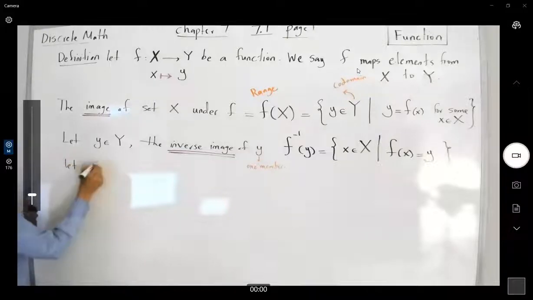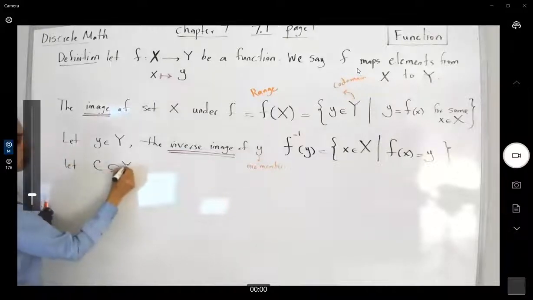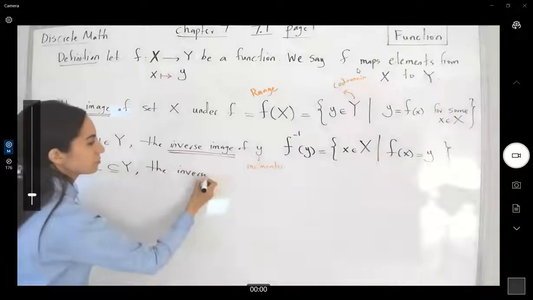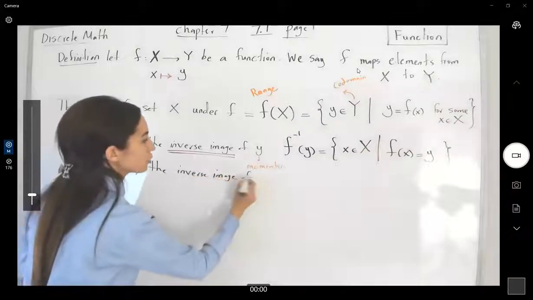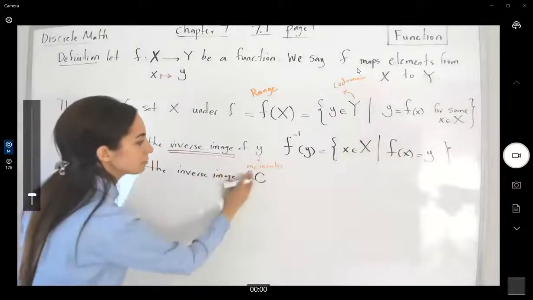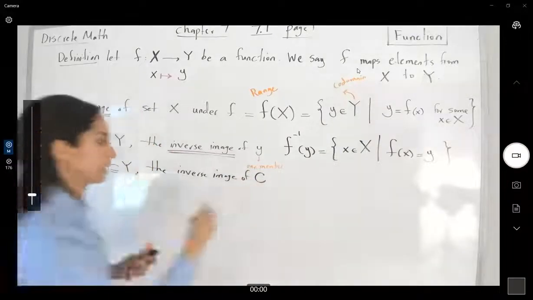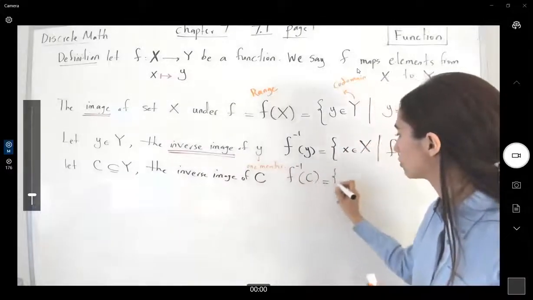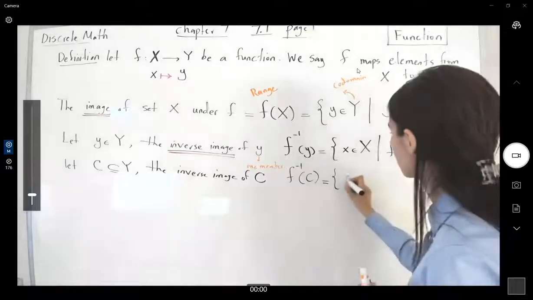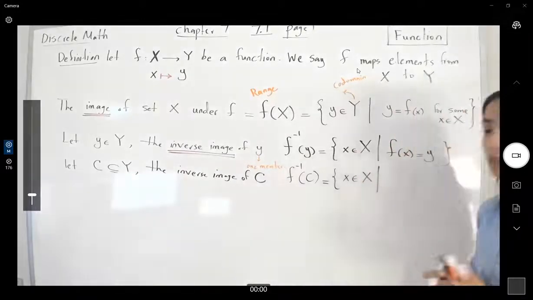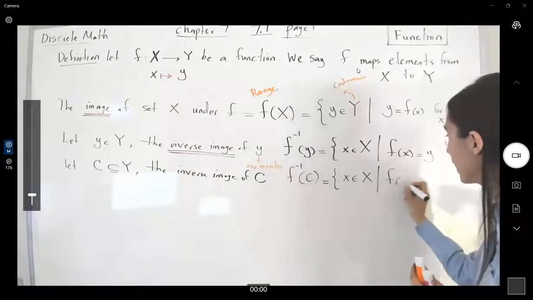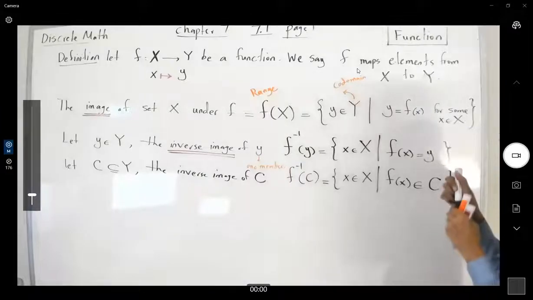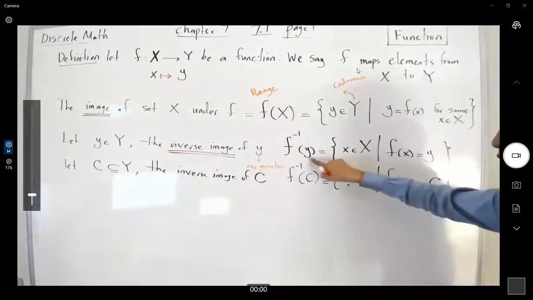Let set C be a subset of your codomain. The inverse image of set C is defined this way: the inverse image of C is equal to the set of all x values in the domain such that f of x is a member of set C. So note the difference between these two.